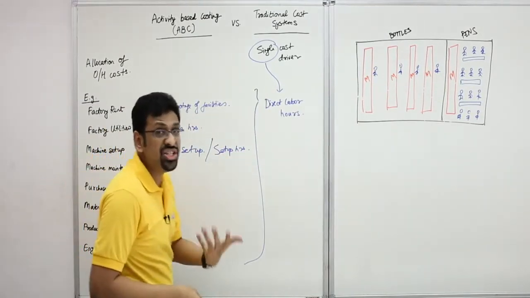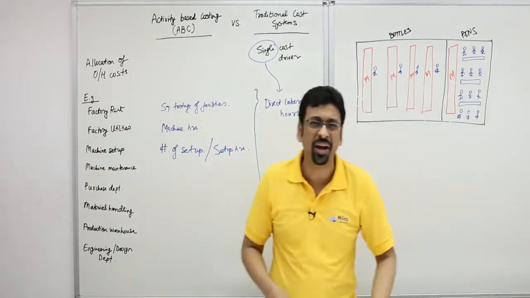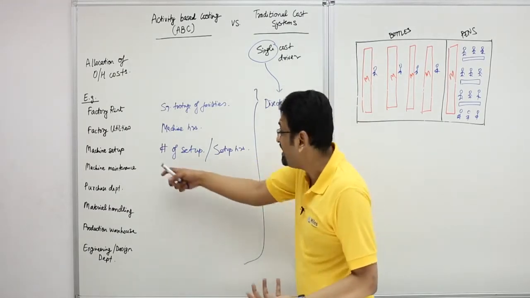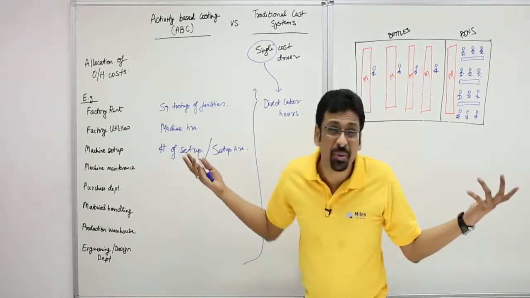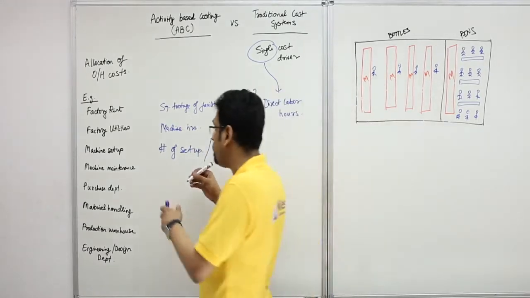Now, when we look at machine maintenance, naturally all these molding machines, they require a lot of maintenance and it's pretty expensive to maintain them. Now, allocating this by using direct labor hours doesn't make sense to me, we would use machine hours. That sounds more appropriate.